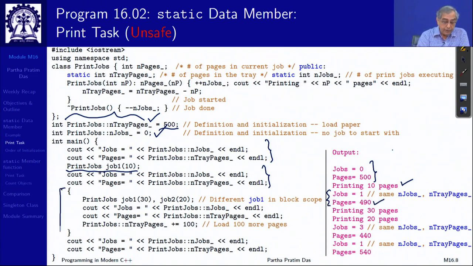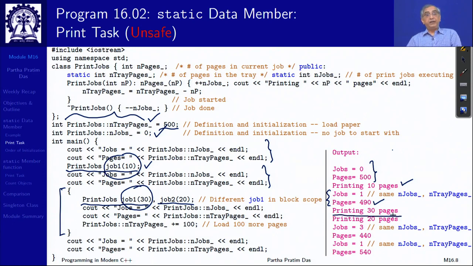Now, in a scope, I create 2 more jobs. Mind you, I have created a job 1 here, I have created a job 1 here, and the rule of scoping holds. So, the job 1 created inside the block scope is different from the job 1 created outside the block scope, right. So, job 1 is printing 30 pages, job 2 printing 20 pages.